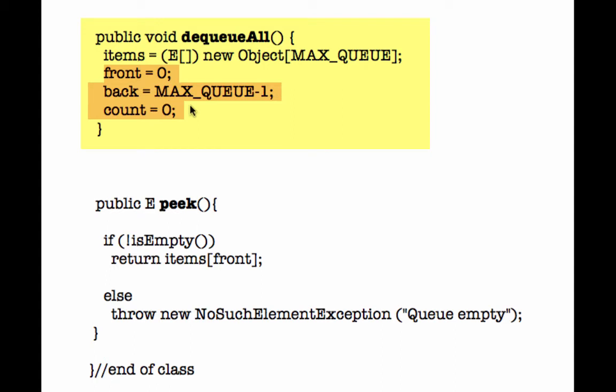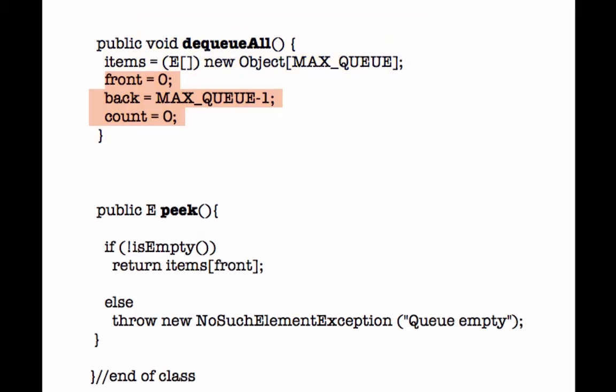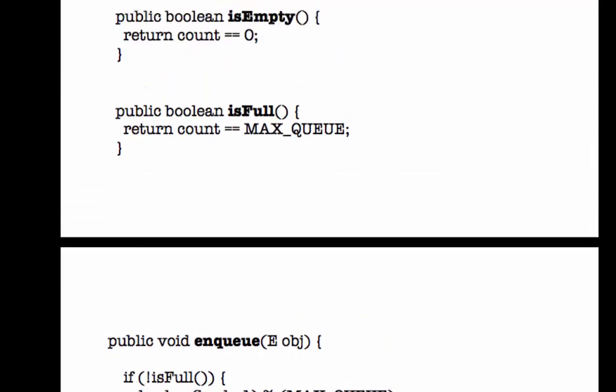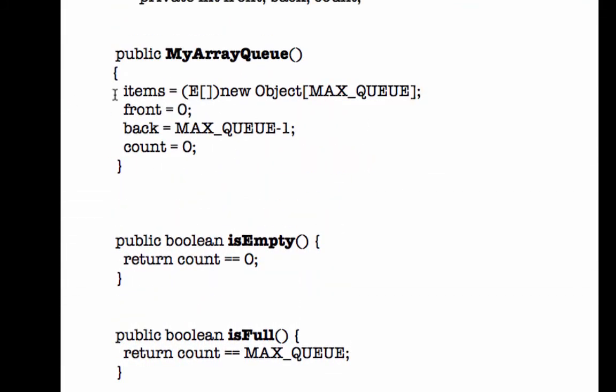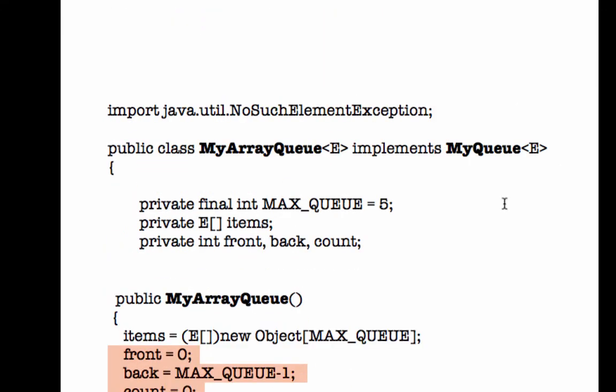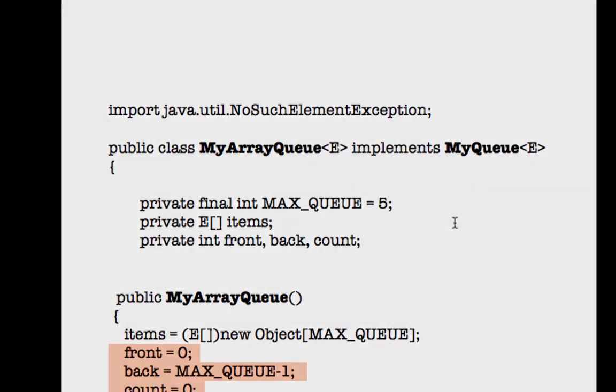So front is the first index, 0. Back is the last index in my array, max queue minus 1, and my count is 0. Okay, very important to reset these values at the end. And these are the same values that we started with when we ran the constructor MyArrayQueue. That concludes the discussion of this implementation. I encourage you to watch a different video called MyLinkQueue, which uses a linked list to implement the queue.